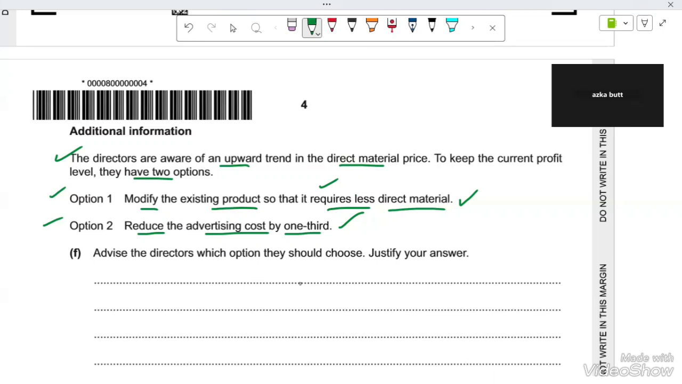But there is a condition for success. Option one should be implemented carefully to avoid negative impacts. First of all, you should ensure the product quality remains acceptable to the customers, communicate the changes transparently if they are noticeable, and monitor customer feedback after modification. Thus option one is the best strategic decision for sustaining profits without risking future sales.